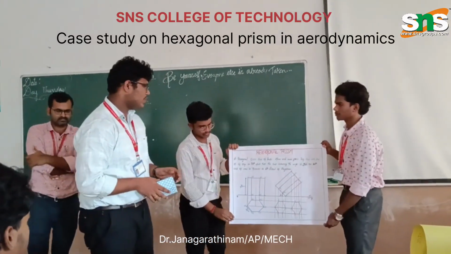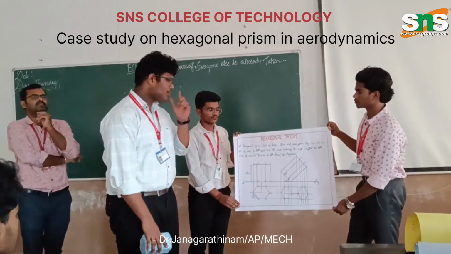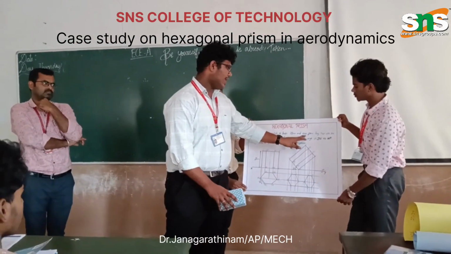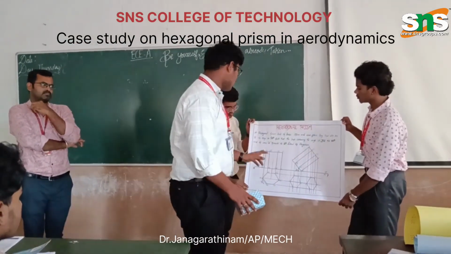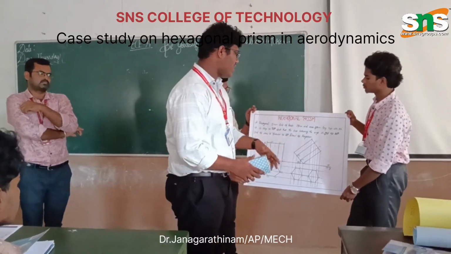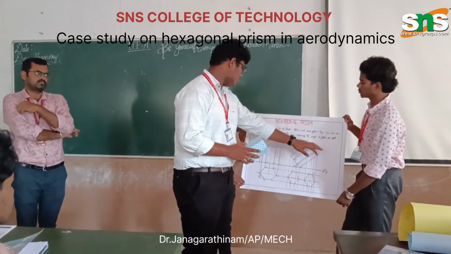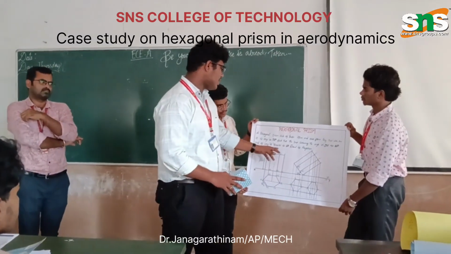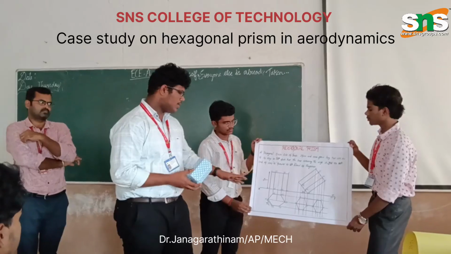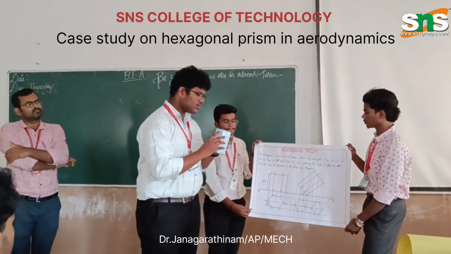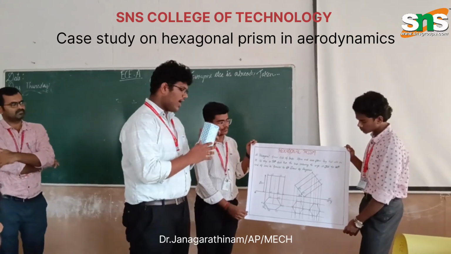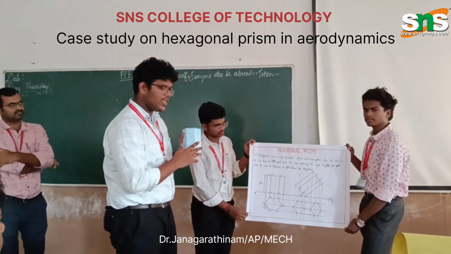Once again, I am here to explain the given problem. The given problem is a hexagonal prism, side of base 25 mm and axis 50 mm long, resting with one of its edges on the HP, that is the horizontal plane, such that the base makes an angle of 30 degrees to the horizontal plane and its axis is parallel to the vertical plane. Draw its projections. In this problem, the side of the hexagonal base is 25 mm and its axis is 50 mm.